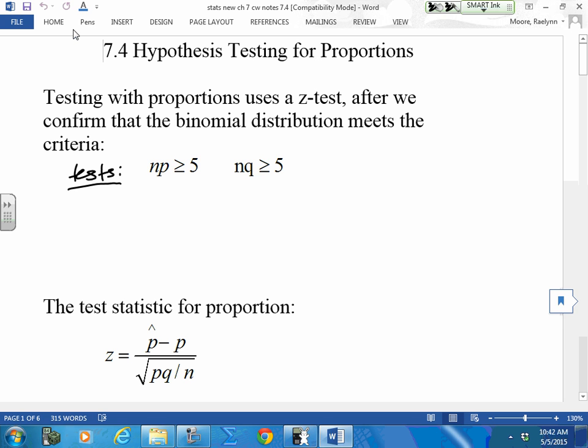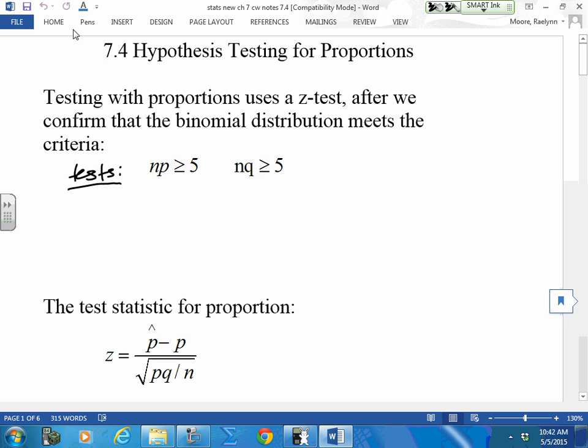We took the smaller of the p or q. If that passed, then we were good to go with that. If the smaller one didn't pass, we couldn't do anything. There's nothing else you can do with this because it doesn't approximate a normal curve.